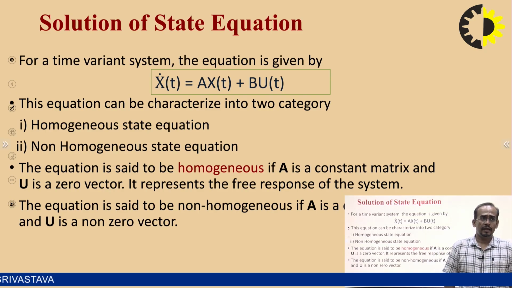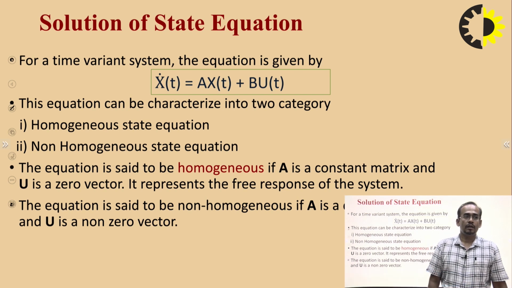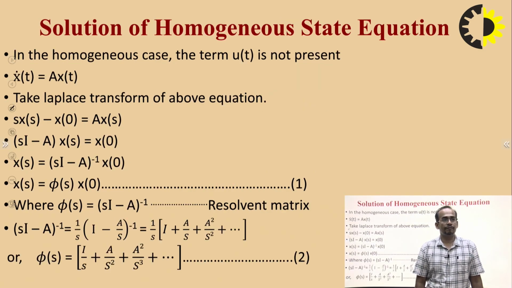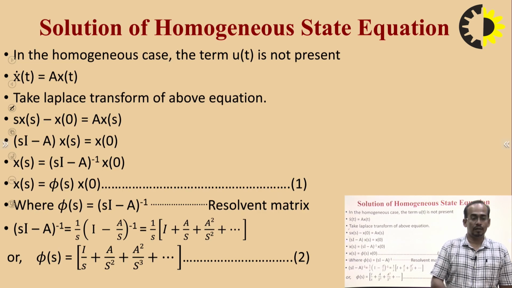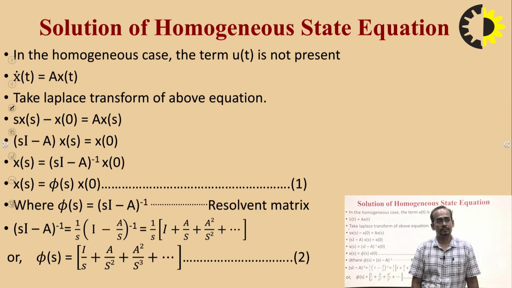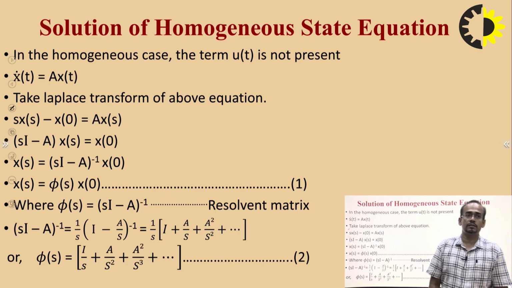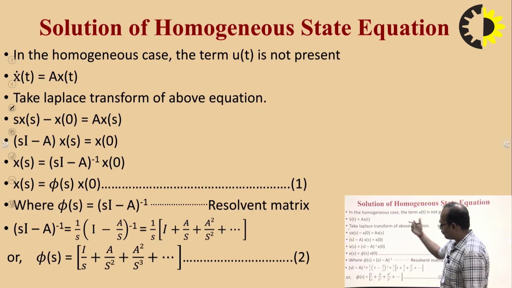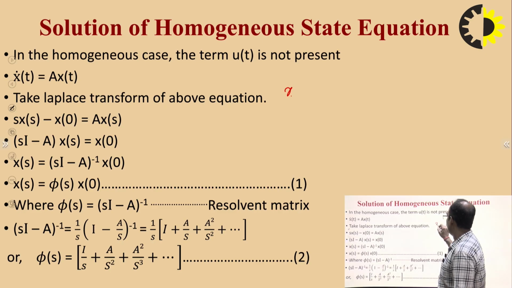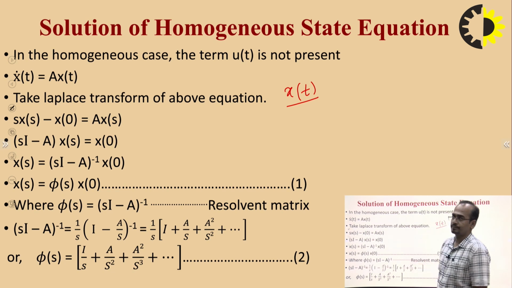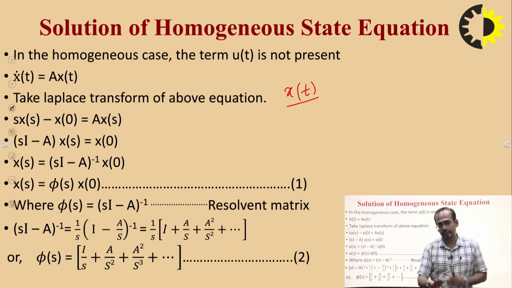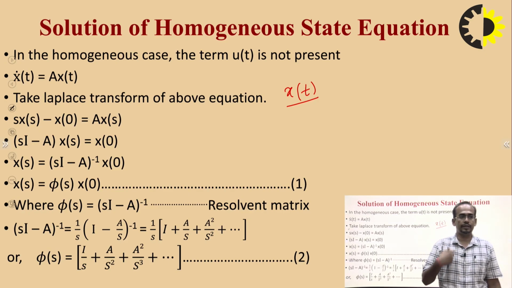So in this way, we can find the solution of the state equation in these two categories. First of all, I will consider the solution of the homogeneous state equation. In the homogeneous case, u(t) will be 0. So the state equation will become x dot(t) is equal to Ax(t). I want to find the value of x(t). So what will I do? First I will take the Laplace transform of the state equation. After that I will take the inverse Laplace for finding the value of x(t).